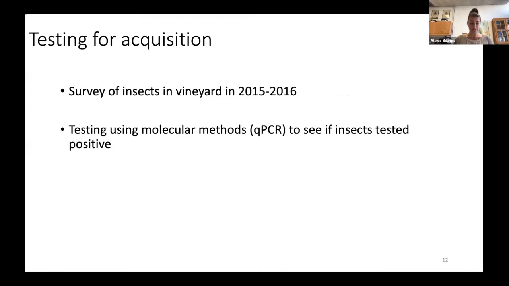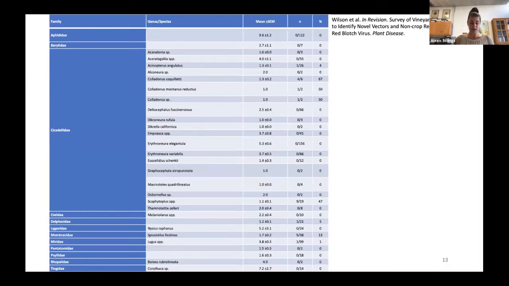To start the search for the vector, the Wilson lab at UC Riverside worked with the Daane lab at Berkeley and did a survey of all the common insects in the commercial vineyards and used qPCR to test for red blotch virus. So here is a list of all the insects found in the vineyard in a survey conducted in Napa and Sonoma counties in 2015 and 16. The insects range across 12 families, with most falling in the leafhopper family. Each insect has a count of how many were found and how many tested positive, as well as the percentage found positive. This is an overwhelming list with a lot of information, so we're going to go through it and point out some of the important findings.